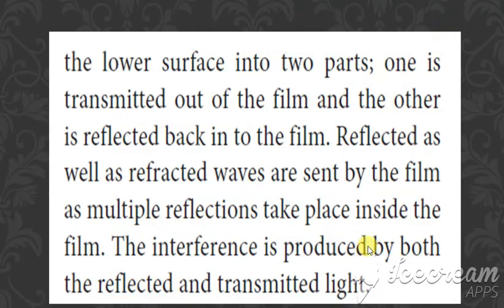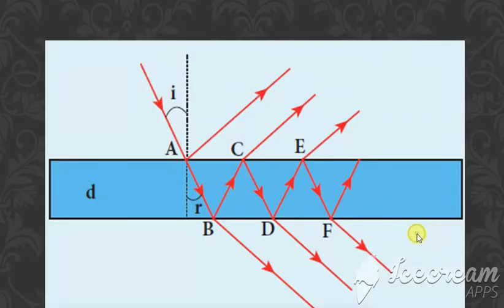So interference is due to what? Reflected and transmitted light. Clear? So this is the ray which is entering and it has the angle of incidence I. At this point it is partially reflected and refracted. This is the angle of refraction, and this width is given as d. At this point it is partially reflected and transmitted.